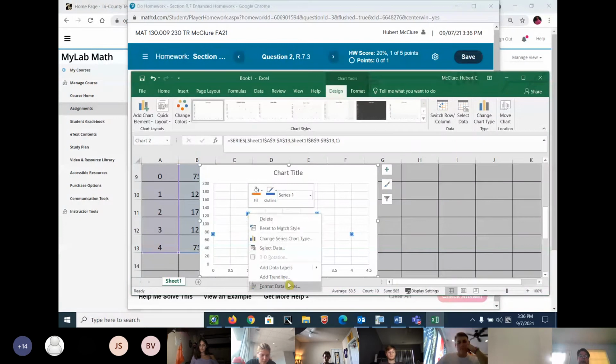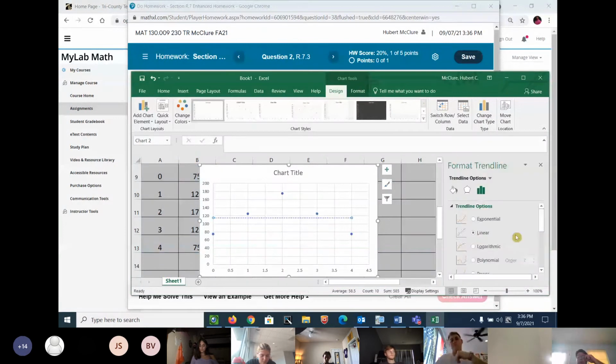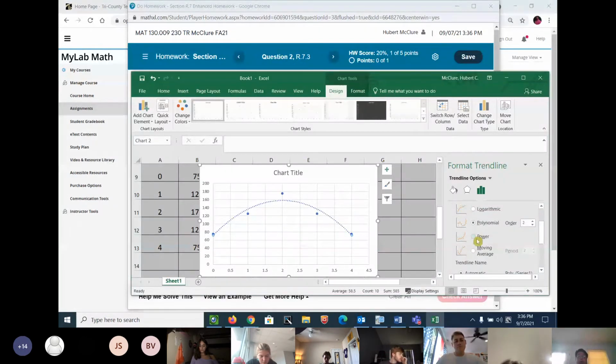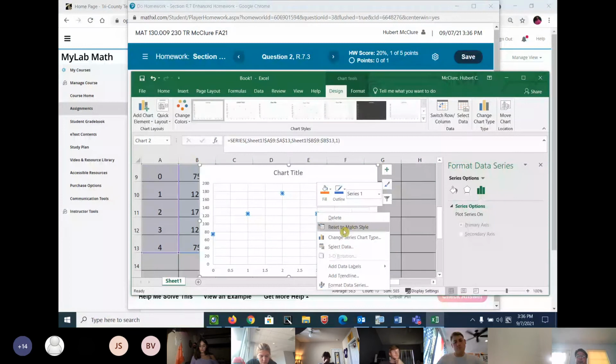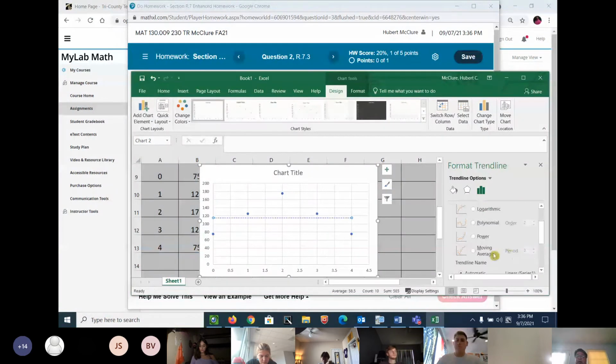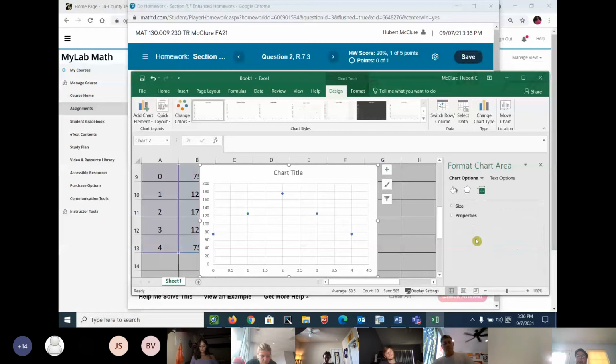Add trend line. Polynomial. That one, polynomial probably. Power. Nope. So I think polynomial is going to be your answer on this one because the other ones aren't fitting at all. Yeah, I would say polynomial on this one.